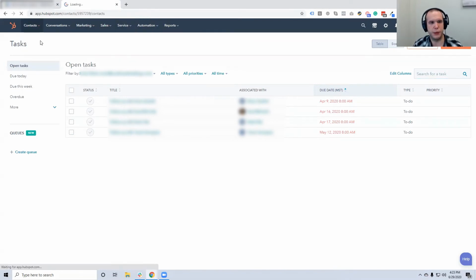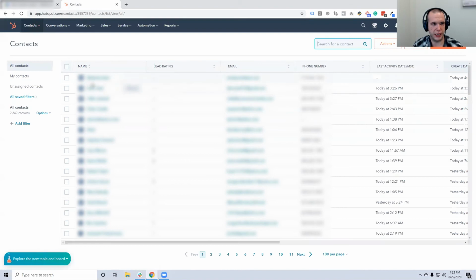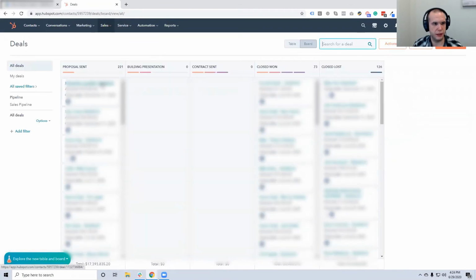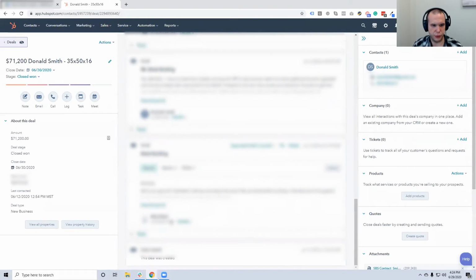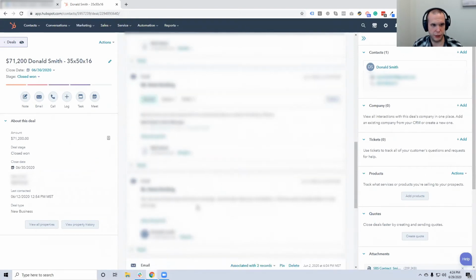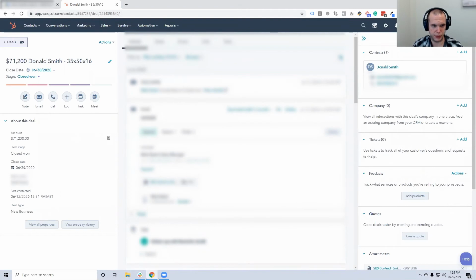But inside of HubSpot, what I do like is you can look at specific deals, for example, closed one. If we were to look at whether this came from Google Ads, we'd have to look at who the person is. Matt Rube was a salesperson, but what is the lead? This one was closed, new business. They had $71,000 worth of revenue. Perfect, $71,000 in revenue in this one deal for a metal building. And this $71,000 is tied back to Donald Smith.